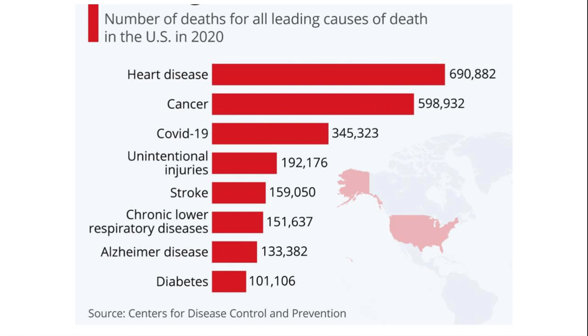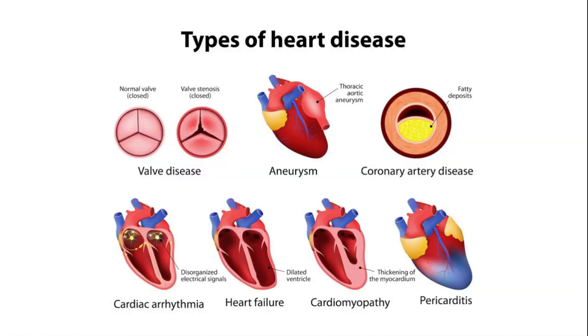If you take a look at this graph, you'll see that heart disease is the number one cause of death in the US, even more than cancer. So it's a super common thing that happens to a lot of people. There are a lot of different types of heart disease. You could have a disease that affects your valves. You can have your heart failing. You can have an infection. There's lots of different types of heart disease.